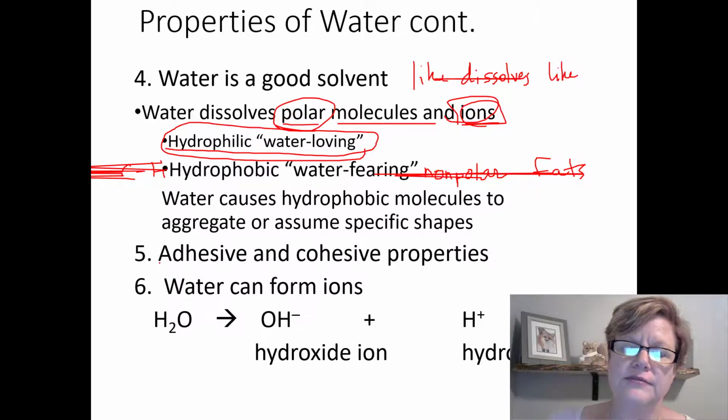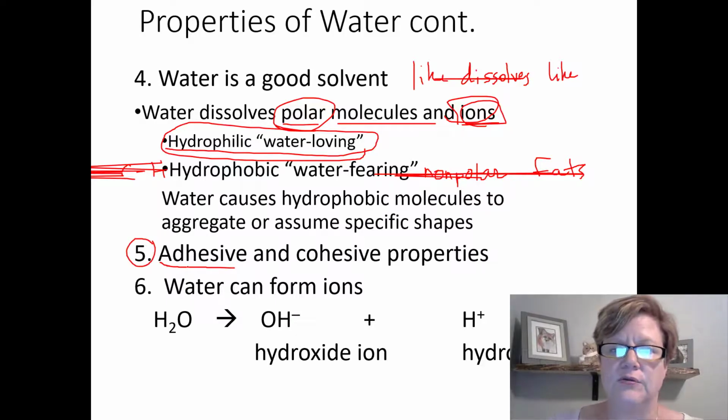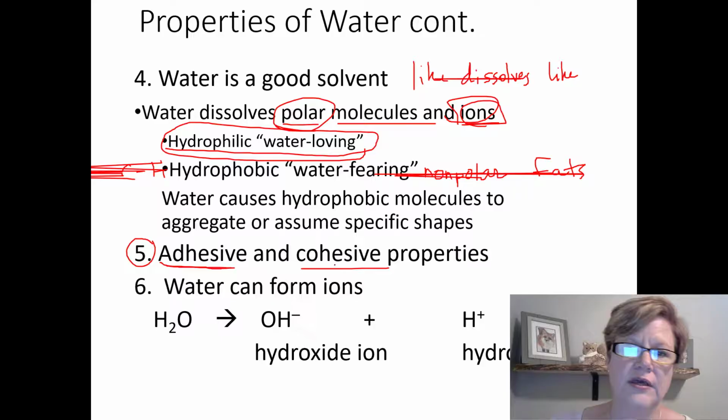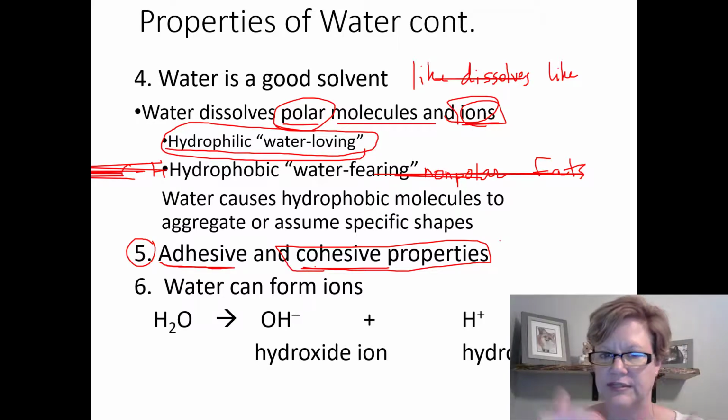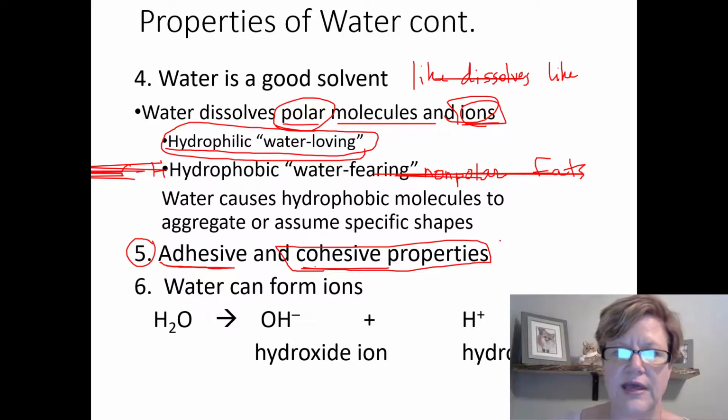Now, water has properties, and number 5 has to do with hydrogen bonding. We say that water is both adhesive and cohesive. Adhesive means it sticks to other things. Cohesive means it sticks to itself. And the cohesive properties of water come from the hydrogen bonding that holds the molecules together. Adhesive, water likes to stick to other things like glass; there are certain things that water will stick to pretty well. So water has certain adhesive and cohesive properties.